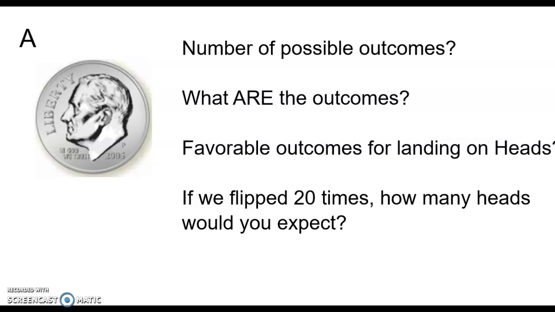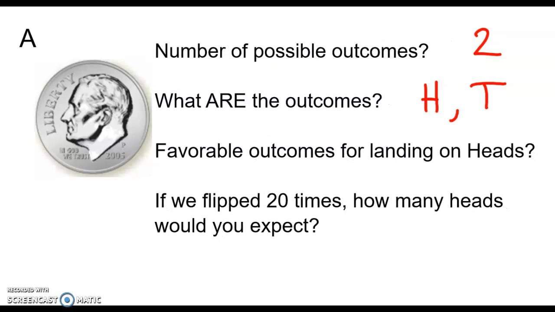So here's the first one. And on your paper, you're going to want to write down that A is flipping a coin, okay? So we talked about this a little bit. Go ahead. There's 4 questions we're going to go through with each of these. So if I'm flipping a coin, how many different outcomes are there? Well, I could get heads or tails. So there are 2 different outcomes, possible outcomes. What are the outcomes? Heads or tails, okay? So notice I counted them and then I listed them.